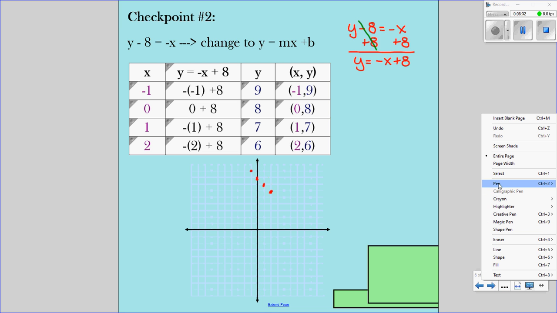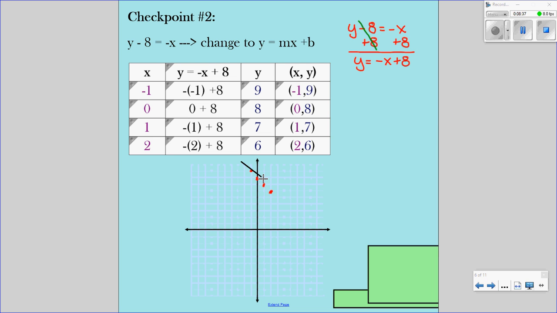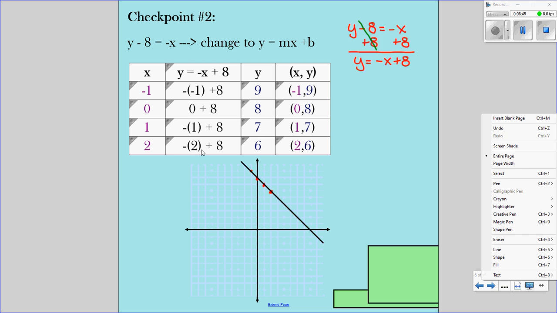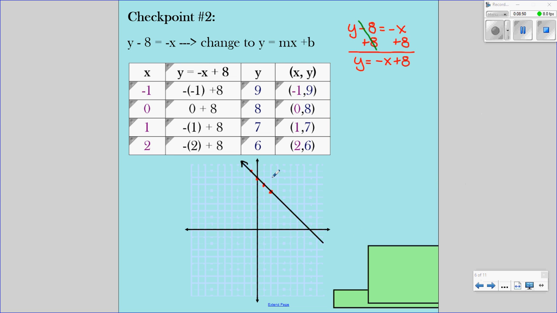Then I make my line, connect the dots by drawing a line. Then make sure your line is long, no nuggets. Nuggets, those little small lines. No, I want to see long lines. And then you put your arrows, and then you label your line. Get into the habit of putting arrows and labeling your line. Make sure you use the original, not what you changed it to. Use the original. So it would be y minus 8 equals -x.